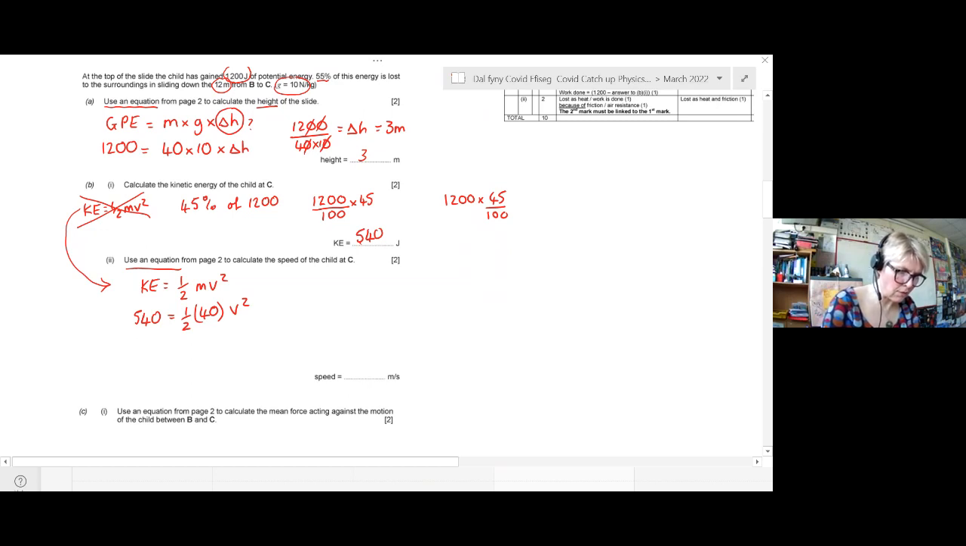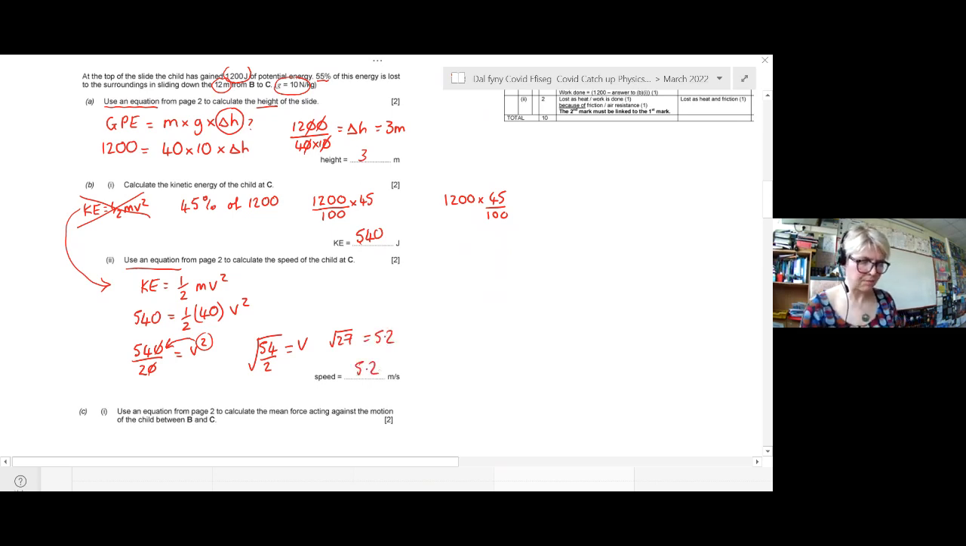Okay, so 540. Now half of 40 is 20. So I'm just going to divide that by 20 equals v squared. But you will at higher have to rearrange it and be able to find that velocity. So the square is on the other side, so take it over to the other side. It becomes the square root. So 54, I'm going to cancel out those zeros, over 2, square root, equals the velocity, and that comes out to be the square root of 27 equals 5.2, and just pop the answer on the answer line.